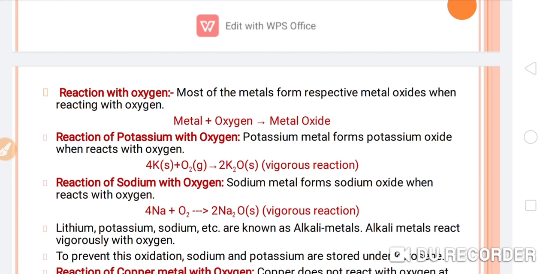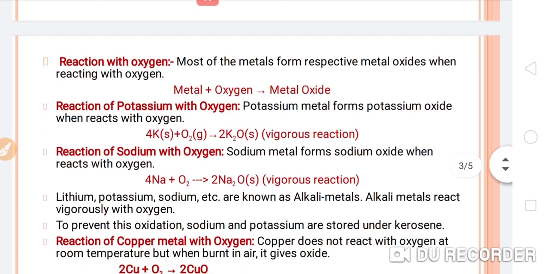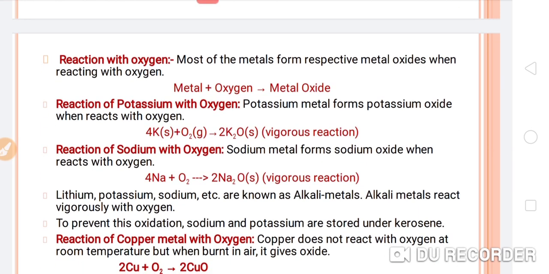When reacting with oxygen, what is the general reaction? Metal plus oxygen converts into metal oxide, and this metal oxide will be a basic oxide. Now, one by one, we will start discussing the reactions of the metals with oxygen.